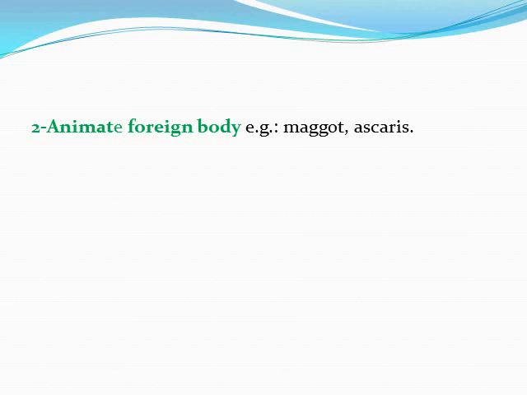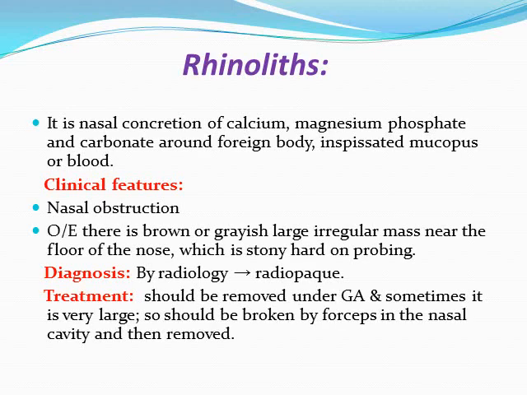The foreign bodies which we talk about are inanimate foreign bodies. Another type which is rarely seen of nasal foreign bodies is the animate foreign bodies such as the maggot or the ascaris. Rhinolith is a concretion of calcium, magnesium, phosphate and carbonate around a foreign body or inspissated mucopus or blood.